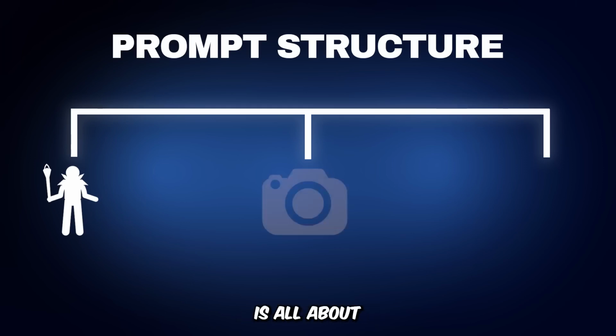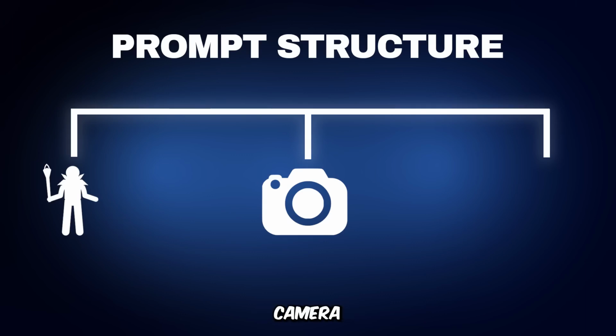The second part of the prompt is all about the camera. Describe the camera angle, whether it's a close-up, wide shot, or something else, and mention any camera movement if you want one. For example, is it a smooth tracking shot, a handheld selfie-style shot, or a static camera just holding the frame? Be as specific as you can.